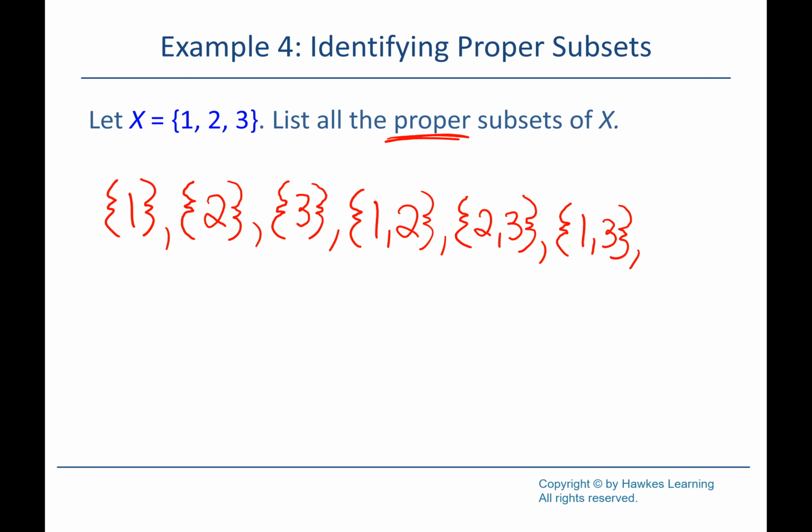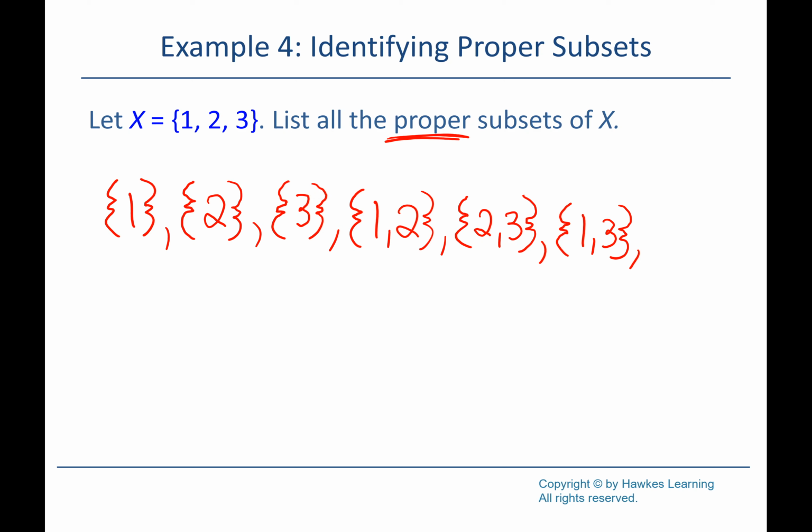Okay. Anything else? We said {1, 2, 3} is not on the list because we just want proper subsets. There's actually one more we're missing, and it's a little weird. But once you know it's got to go on the list, it's not hard. It's just kind of weird to think of the first time. What do you think? No? Okay. All right, let's see if I can give you a hint.